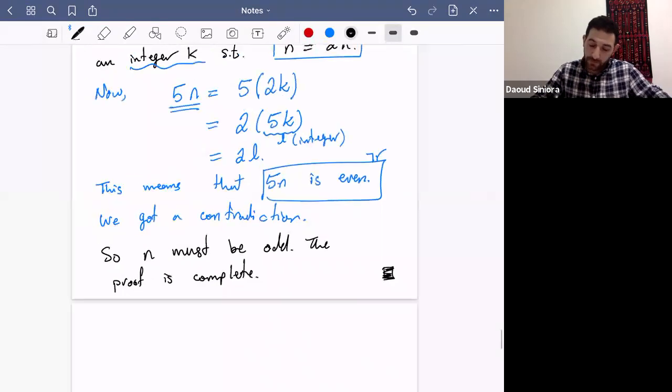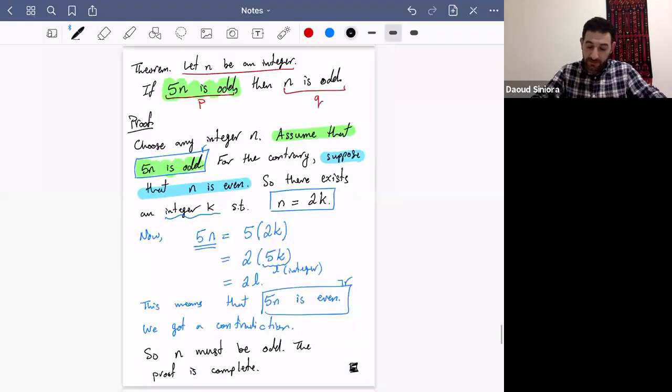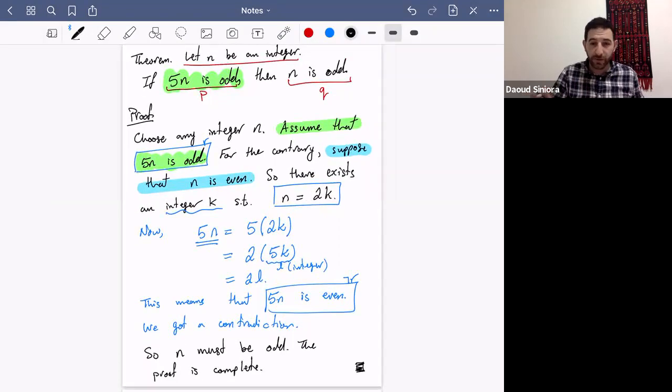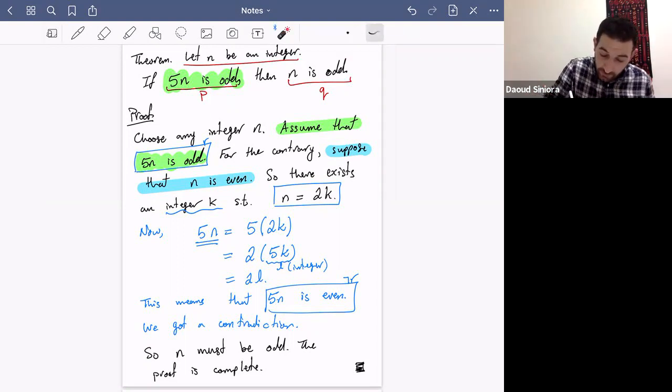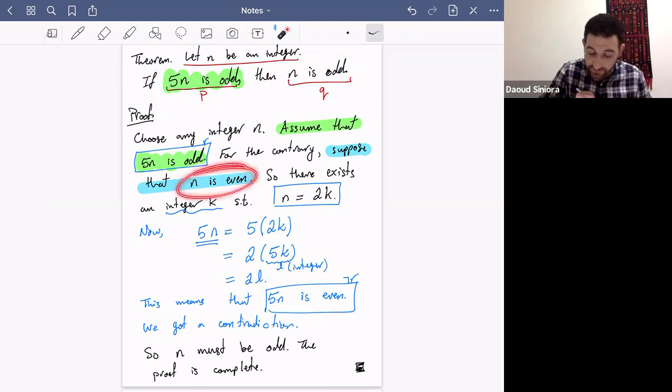See how the proof is written in complete English sentences with full stops and commas. And this is the structure again. We need to prove if n is an integer, then if 5n is odd, then n is odd. So we choose any integer n, and we assume the hypothesis that 5n is odd. And now we need to show n is odd by contradiction. So this is the statement that we want to prove to be true by contradiction. So assume it is false. So assume n is even.